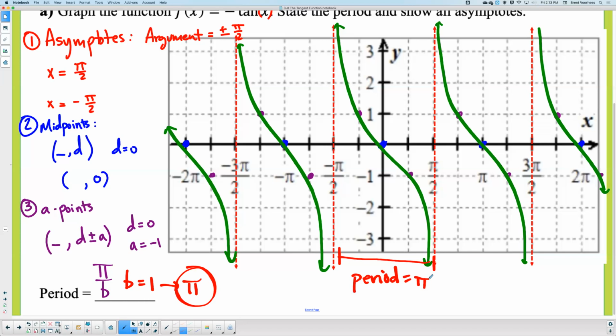So this tangent function, did it always increase? No, this one always decreased. What made it decrease? Negative on the front.